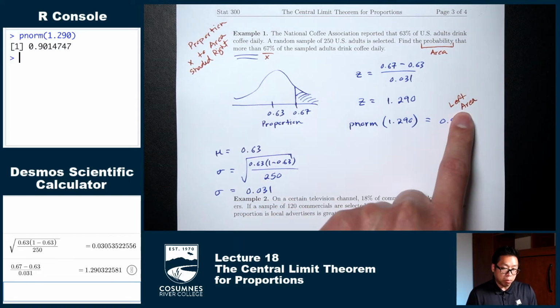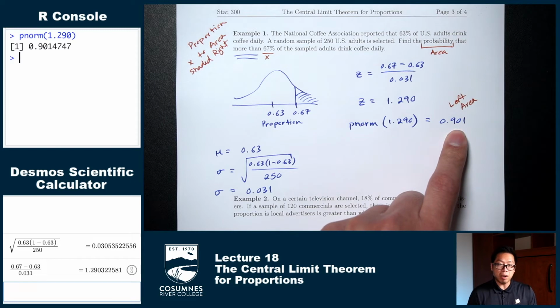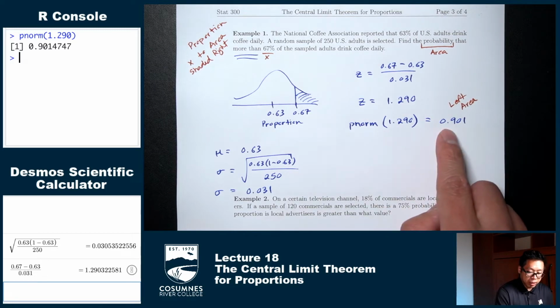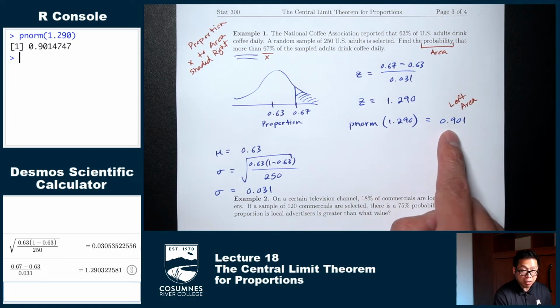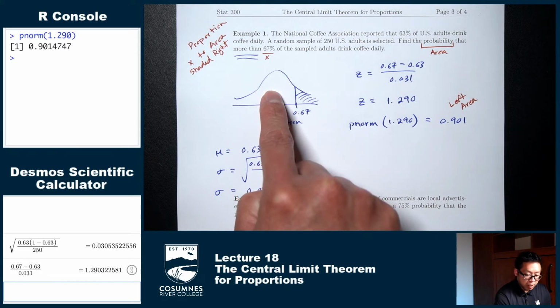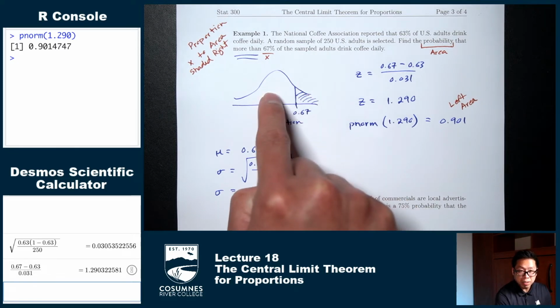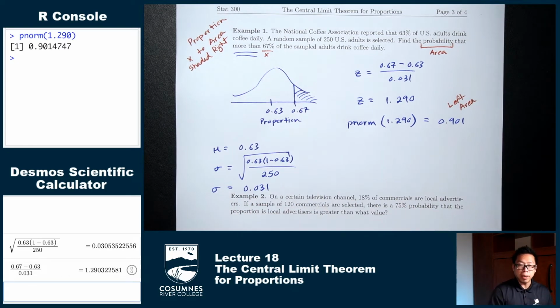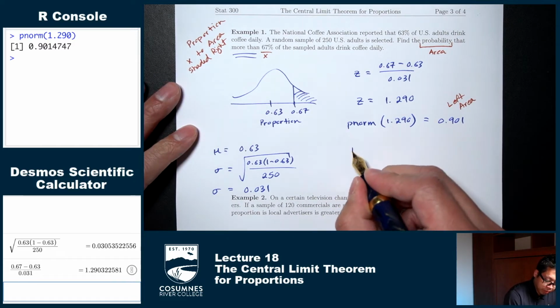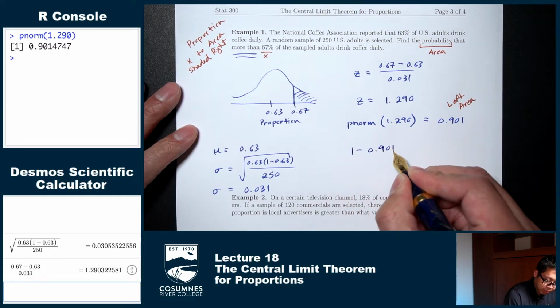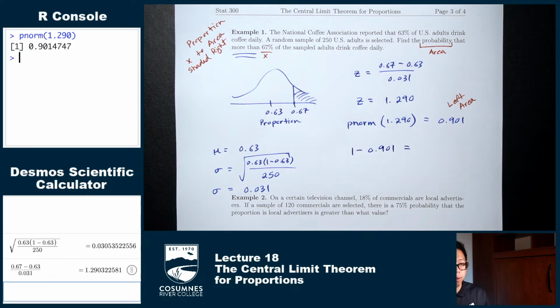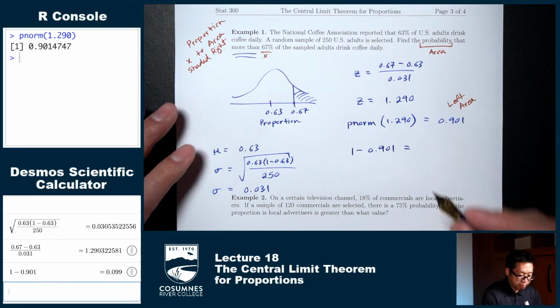Okay, so we need to do something to this left area to get the area to the right. So this 0.901 refers to the area on the left, which is this white part. We want the other part, the one on the right. So to get the other part, do a 1 minus. Okay, 1 minus 0.901, 0.099.